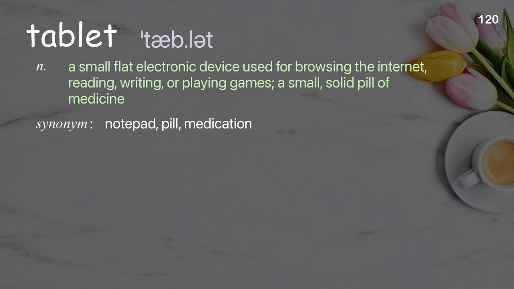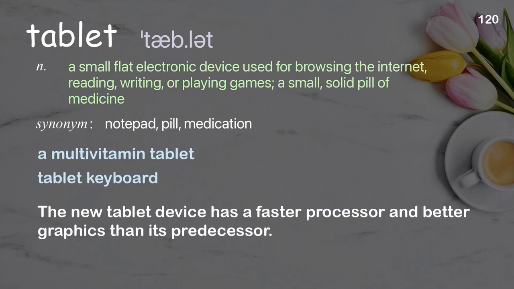Tablet. A small flat electronic device used for browsing the internet, reading, writing, or playing games. A small, solid pill of medicine. Examples: a multivitamin tablet. Tablet keyboard. The new tablet device has a faster processor and better graphics than its predecessor.